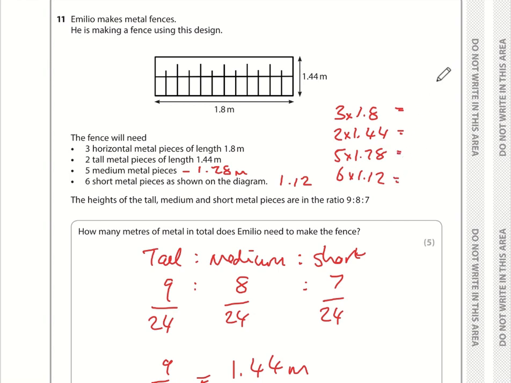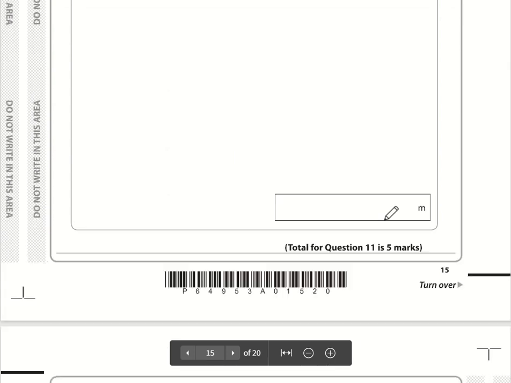3 times 1.8 is 5.4. 2 1.44s are 2.88. 5 times 1.28 is 6.4. And 6 times 1.12 is 6.72. So these are the total lengths of the horizontals, the tall, the medium, and the short. So the total we will need is all of these figures added together, and that comes to a total of 21.4 meters, and that is the final answer.